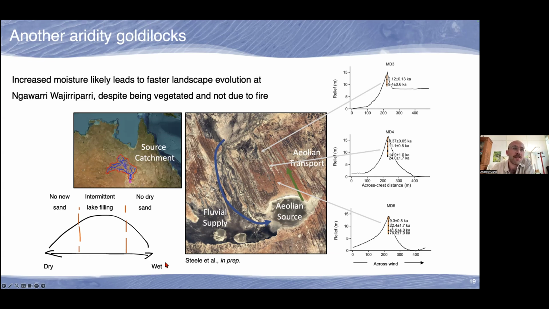And then if it's too wet, then you might have plenty of supply, but there might be no availability for the wind because the sediment is always covered in a lake. And also there'd be more vegetation on the dunes, which might make them harder to move by wind. So somewhere in between, it might be the optimal case for the rate that the dunes grow, which we can try and infer from their elongation rates from doing OSL.